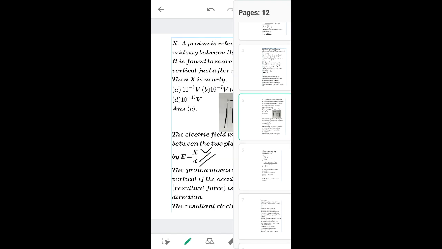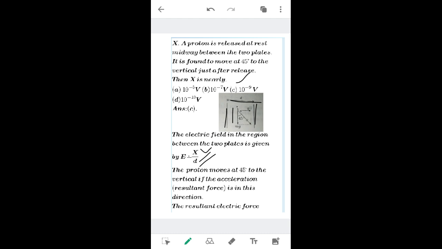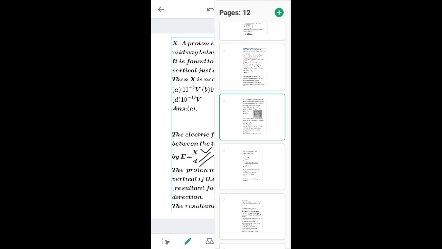Which option is correct? C option is correct.